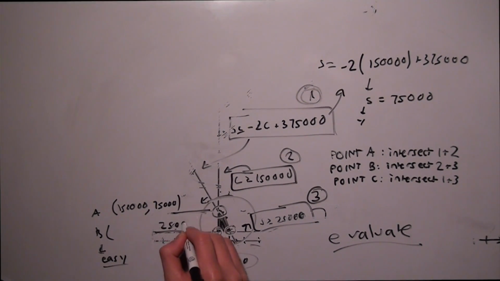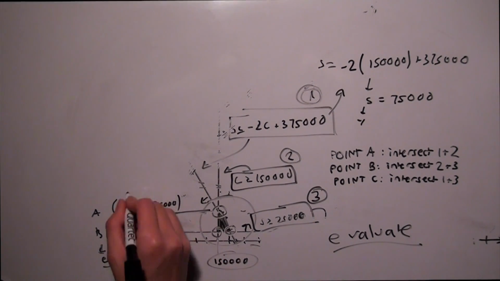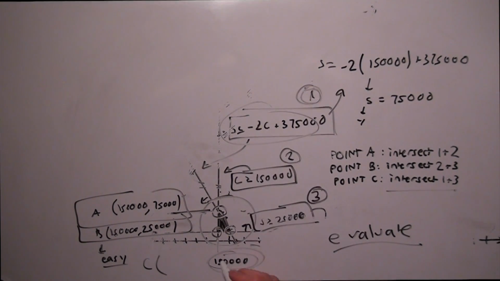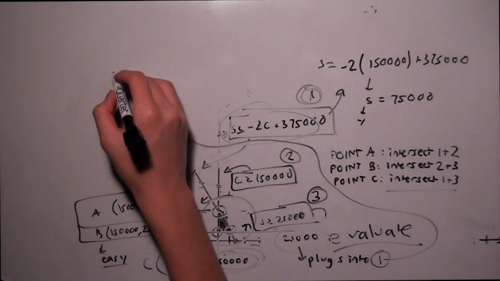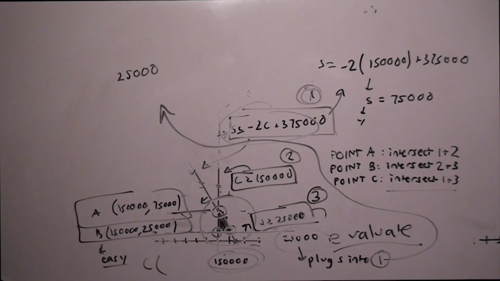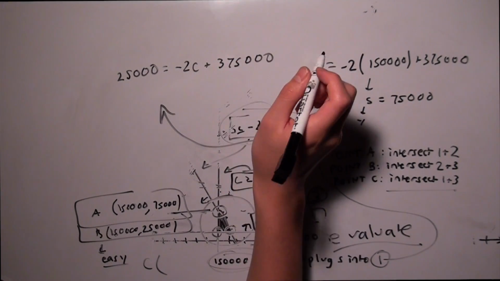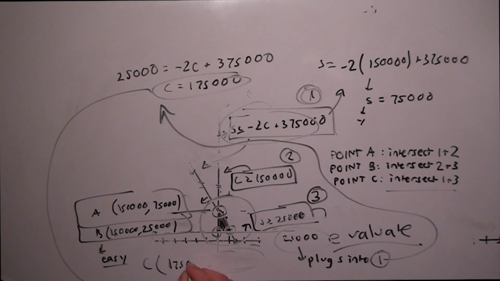Now on to point B, which is pretty easy considering the fact that there's 25,000 on the y and 150,000 on the x. That point will be 150,000, 25,000. On to point C, our final point, and we're going to see it's the intersection of 1 and 3, so we're going to have to evaluate negative 2C plus 375,000, this time in terms of S. So we know that it lies on the y of 25,000, so we're going to plug that in. 25,000 is equal to negative 2C plus 375,000, where we're looking for C, which is actually x. When we evaluate that, we're going to get 175,000, so the point will be 175,000, 25,000.